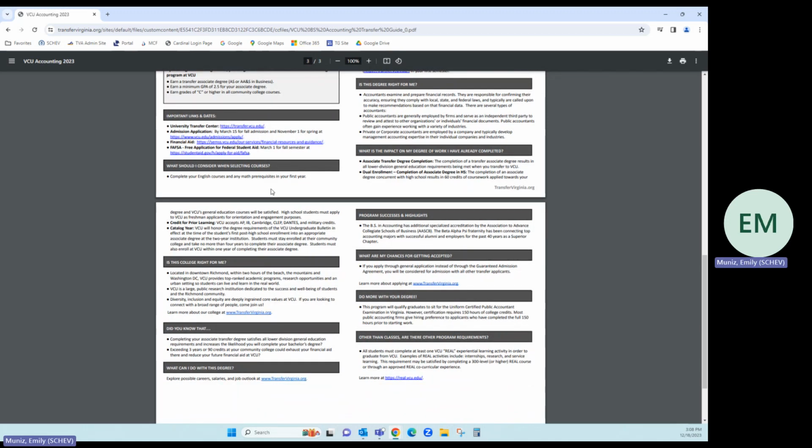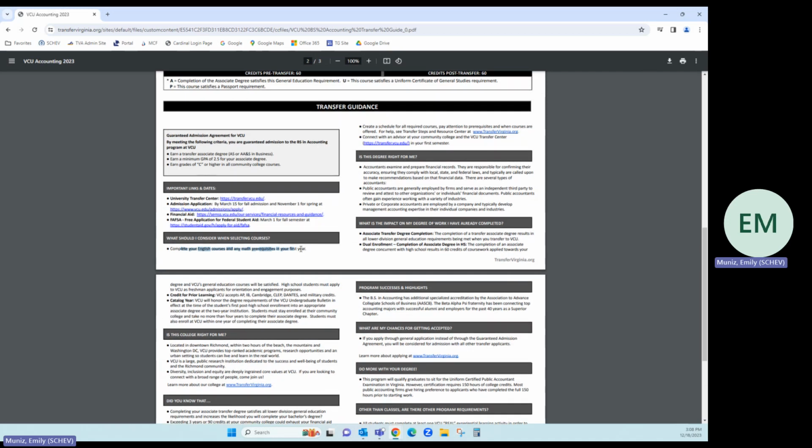There is an important links and dates section here. So the dates to apply for fall and then spring, where to go to apply, financial aid information, and then the FAFSA is linked there. Are there things they should consider when they're selecting their courses?